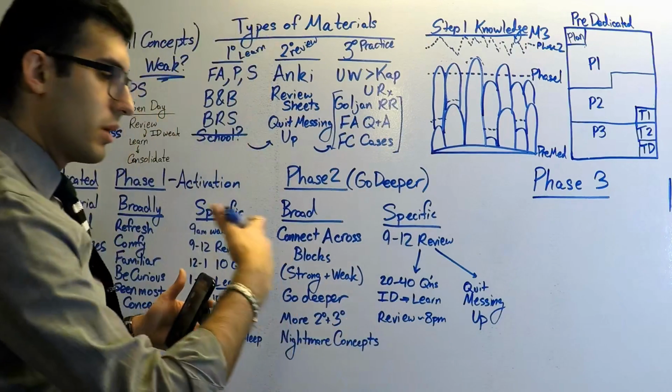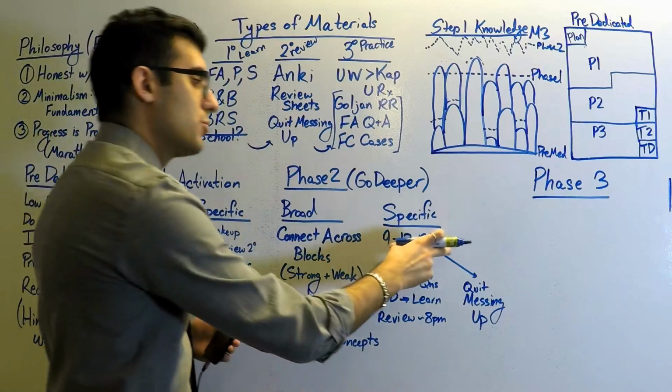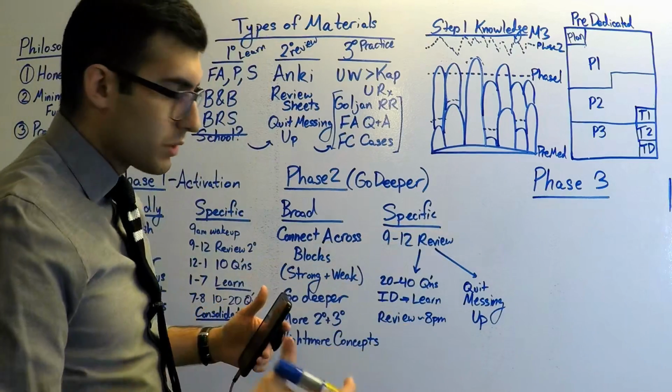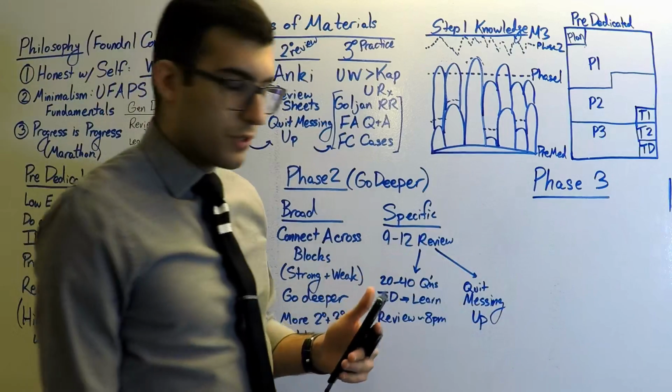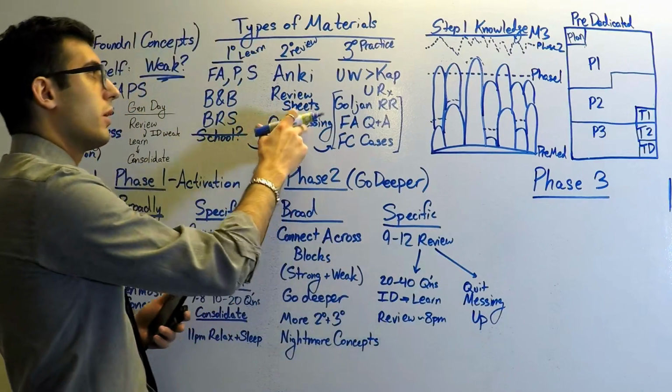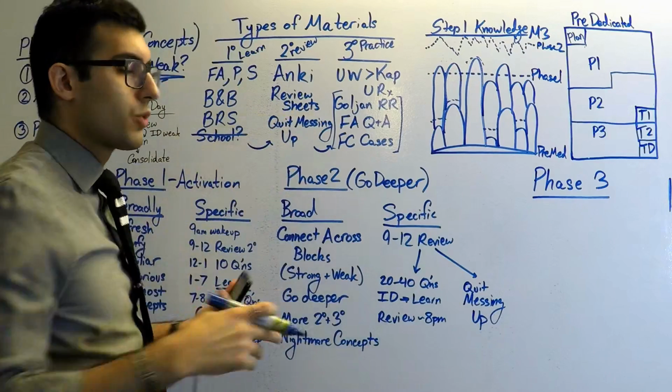Okay, and so the other way of doing this day is to do the 9 to 12, 3 hours of review, and then go straight to the Quit Messing Up pages. So earlier on in the secondary type of material section, I mentioned these Quit Messing Up pages.